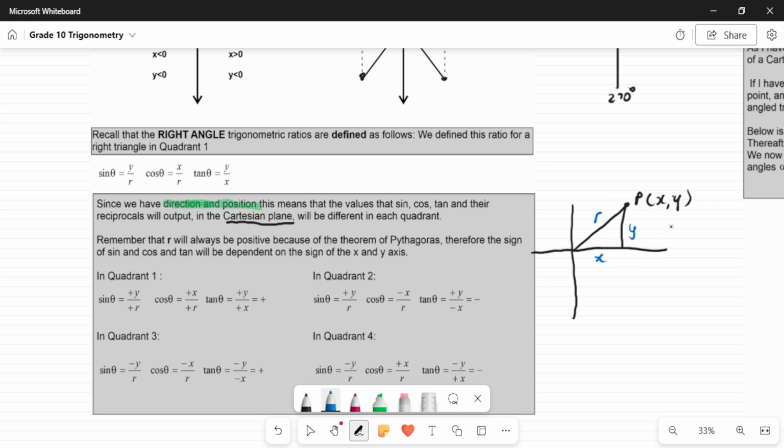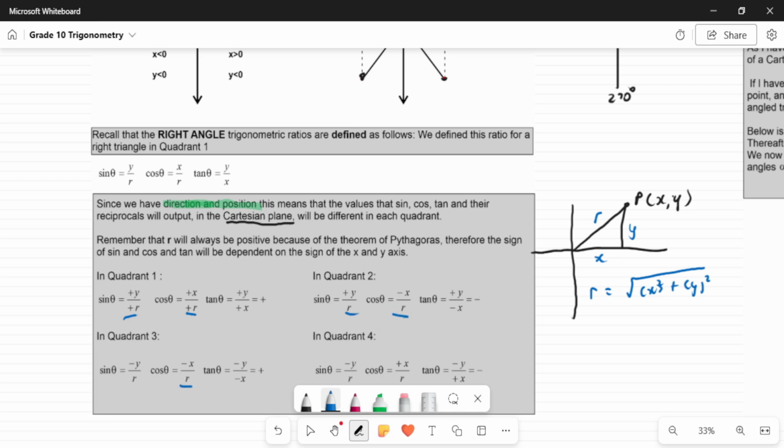Remember when we defined it with a circle. That's how it was defined, and r refers to the radius. So the radius is equal to the square root of x squared plus y squared. Therefore, what we have is some positive value, and this value will always be positive because we're referring to a distance. So what's the distance from here to there? Understood? That's the reason why sine and cos and tan will only change according to x and y. Because here you'll always have a positive r. R will always be positive.